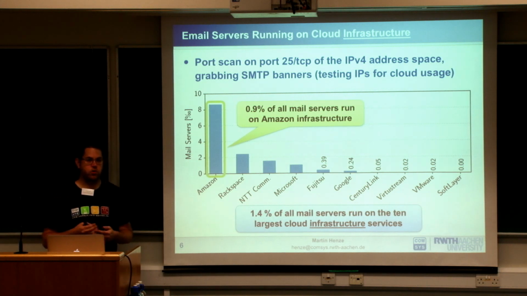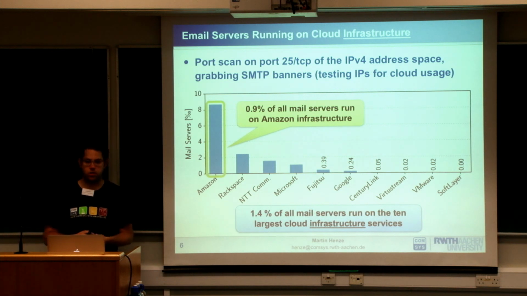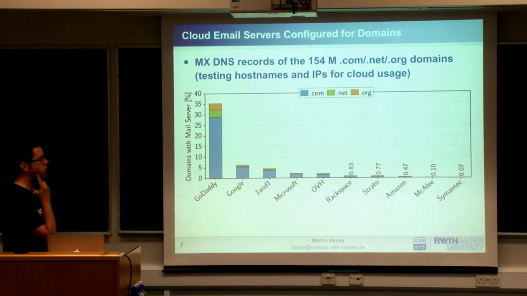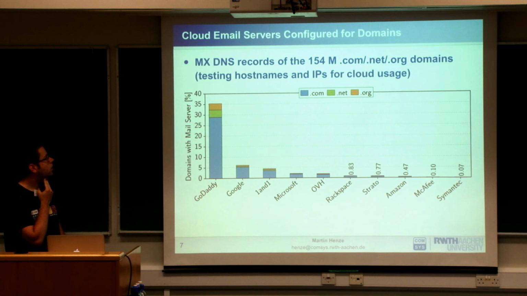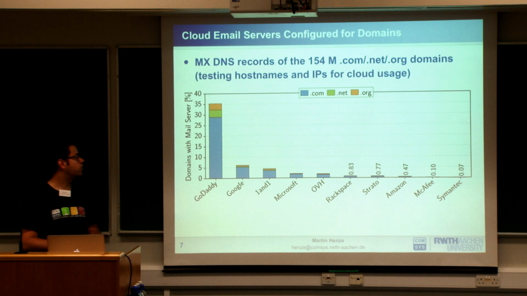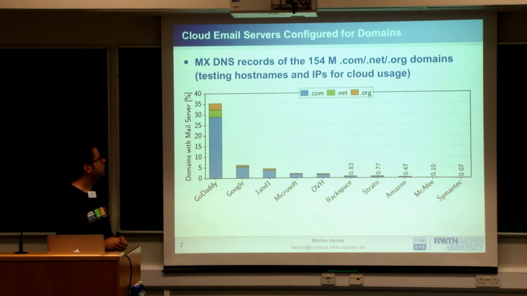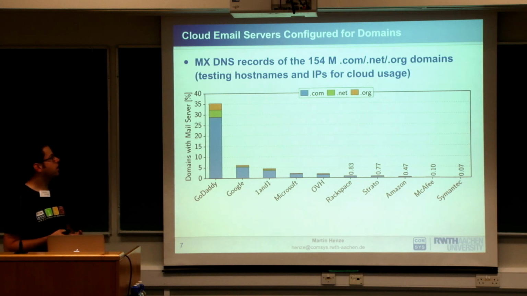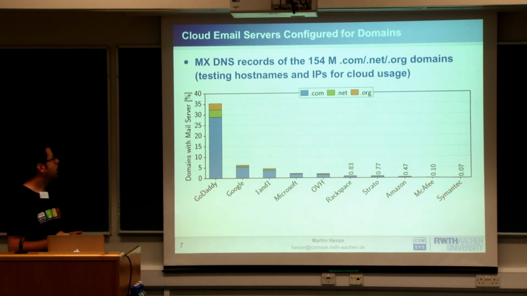But just because there's something listening on port 25 doesn't really tell you if that's a mail server that's in use. So we had a look at the other end and looked at what's actually configured in the DNS system. We were lucky that we could get the zone files for com, net and org. We looked at what is configured as mail service for these roughly 150 million domains, and then tested them against host names and IP addresses that we knew for the providers.